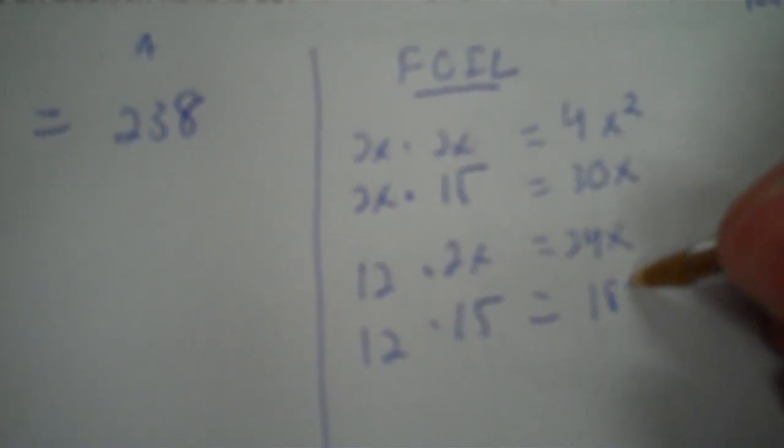Now, slot that right here before you come over here. So x second is 4, 30 plus 24 is 54, and then you have 180. So just bring that over here. You don't need to do the slots. Just write 4x to the second plus 54x plus 180. You still need to drop down the equals 238.